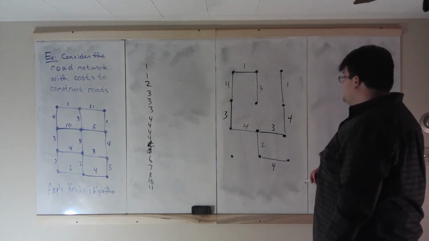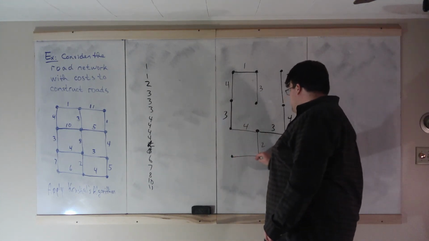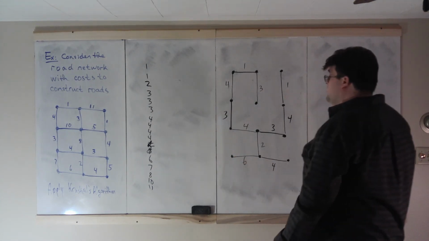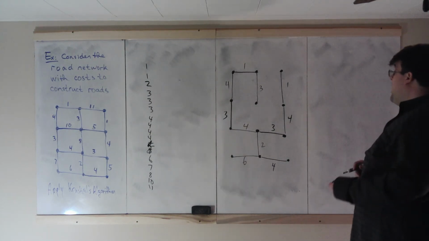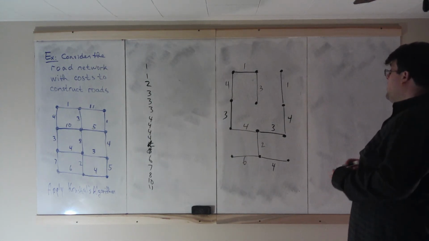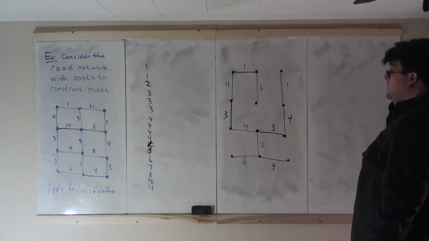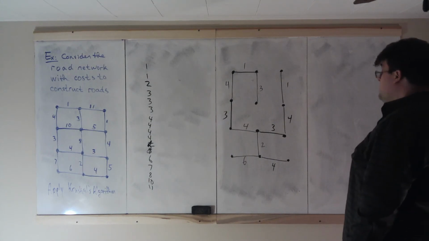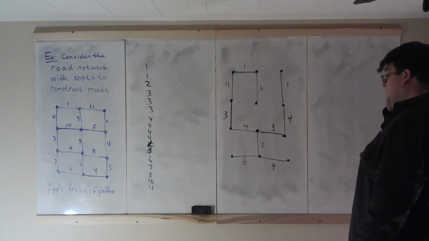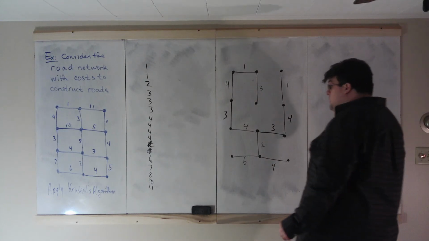How about the six? The six is down here, and we can add that. That doesn't create a cycle, so that's okay. And now we are connected. We hit all of the vertices, so we are done. You can continue if you want, and you'll find that you can't add anything else without creating redundancy.